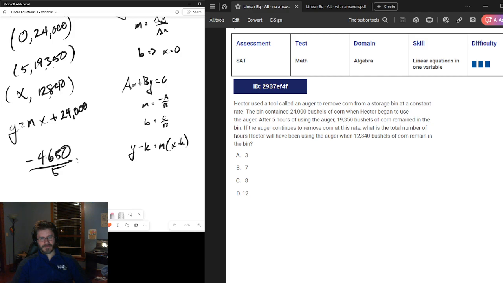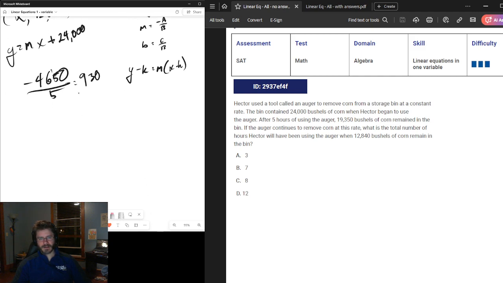All right, so dividing by 5, 4,650 divided by 5, we get 9. 46 divided by 5 is 9 with a remainder of 1. 150 divided by 5 is 30. 930 is our slope, negative 930x plus 24,000. I'm going to pull up a calculator real quick because I don't trust my mental math. If I were doing this on a real test, I would have just jammed that in a calculator. 4,650 divided by 5, 930. All right, good. Mental math is still there, despite how old I am.